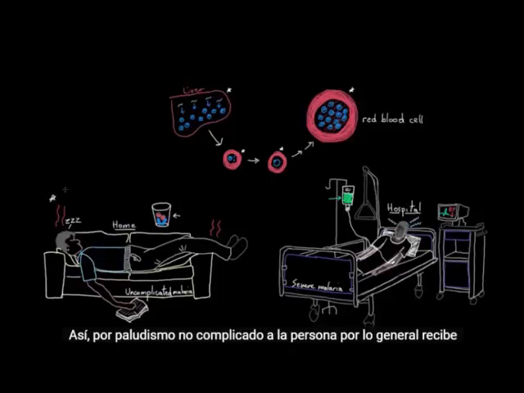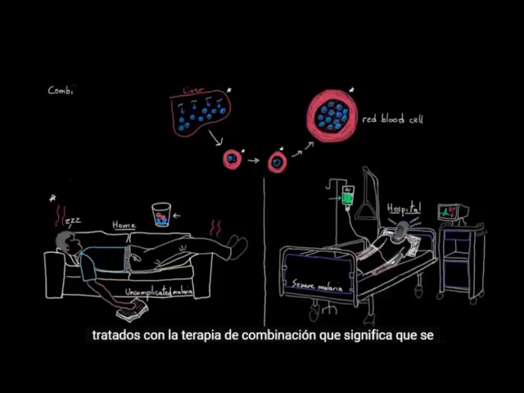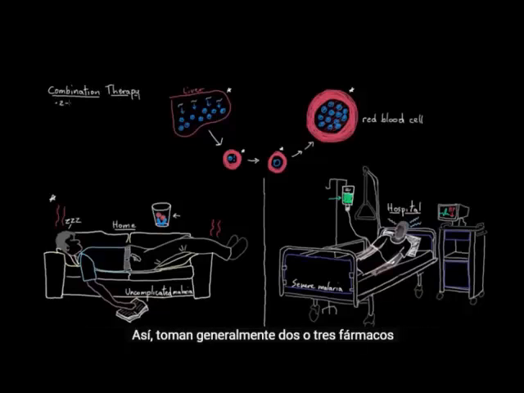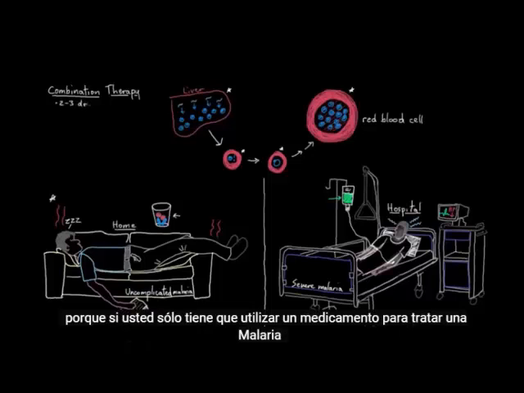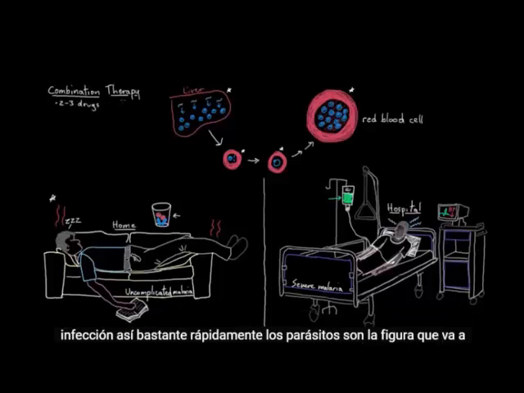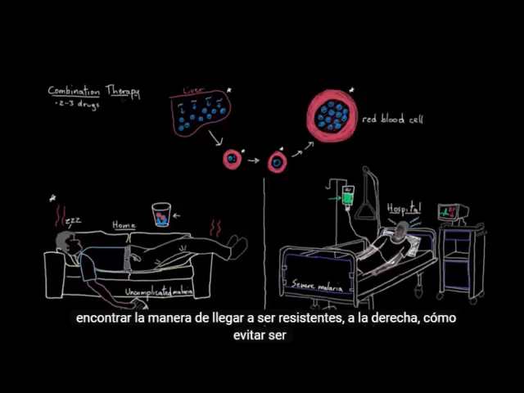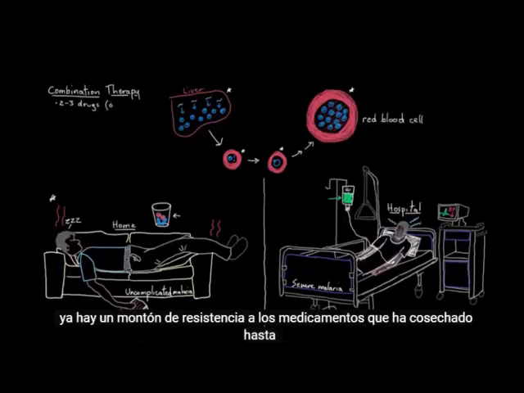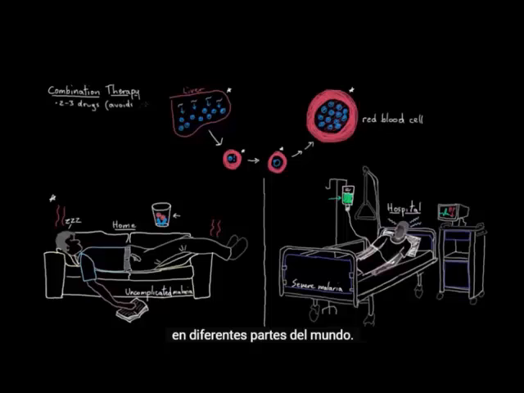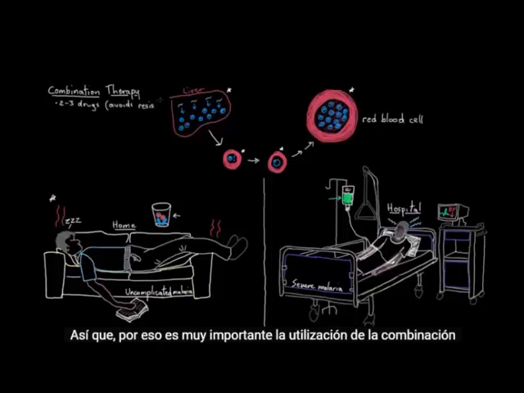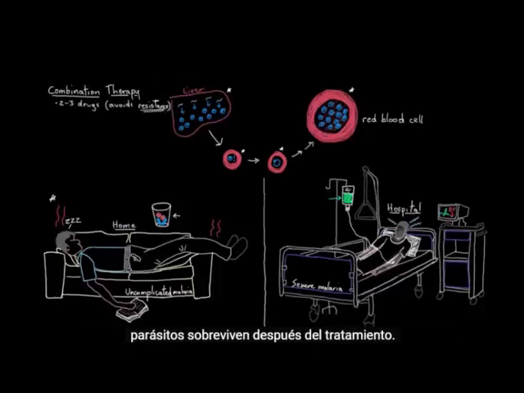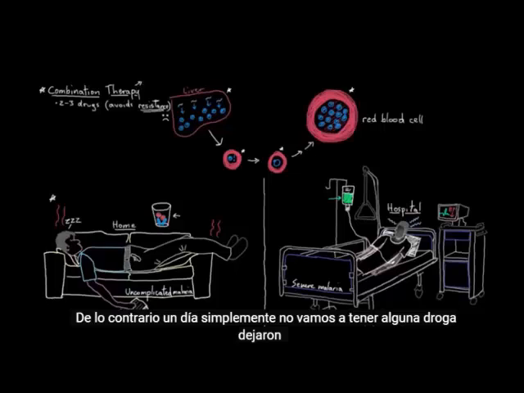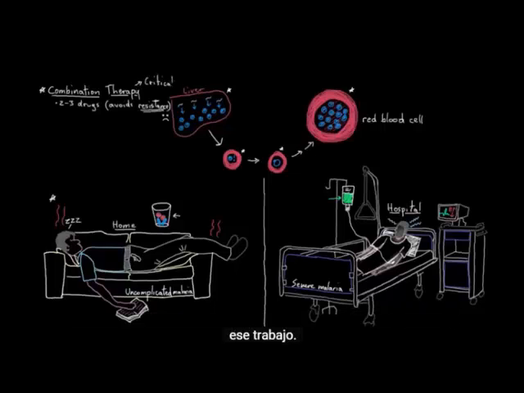For uncomplicated malaria, the person usually gets treated with combination therapy, which means that they take a few different drugs to treat their malaria. They usually take 2 to 3 drugs, because if you just use one drug to treat a malaria infection, pretty quickly the parasites are going to figure out how to become resistant, how to avoid being killed by that one drug. And in fact, this is already a huge problem. There's already a lot of drug resistance that's cropped up in different parts of the world. So that's why it's super important to use combination therapies to make sure that no potentially mutated parasites survive after treatment. Otherwise, one day we just won't have any drugs left that work.